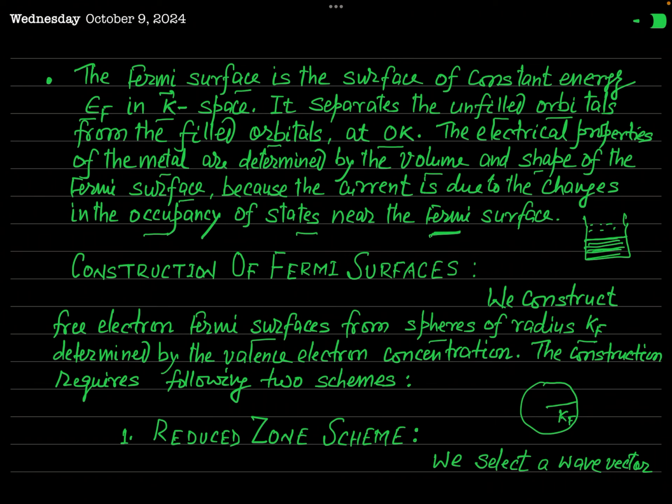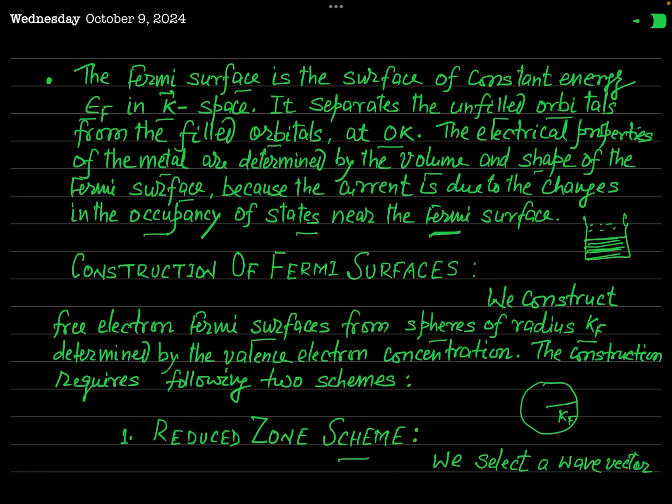There are two basic schemes for the construction of this Fermi surface. The first one is called the reduced zone scheme. And what is done in this scheme?